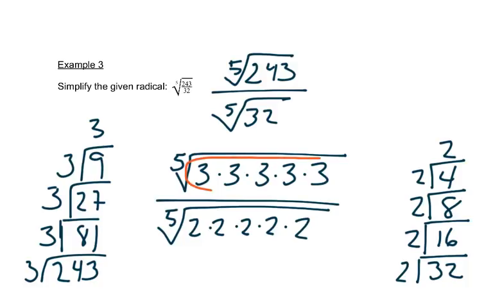Now again, this is here 5 times. We're looking for groups of 5 because this number out here is a 5. That 3 is there 5 times, so it will come out as a single 3.